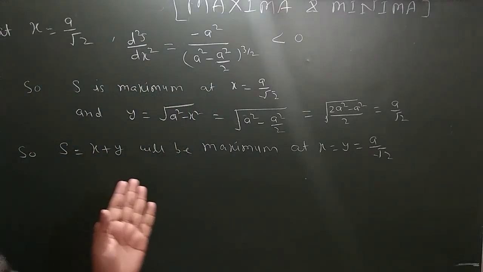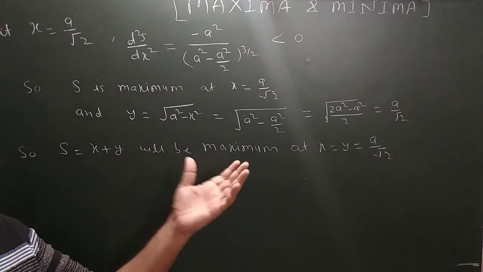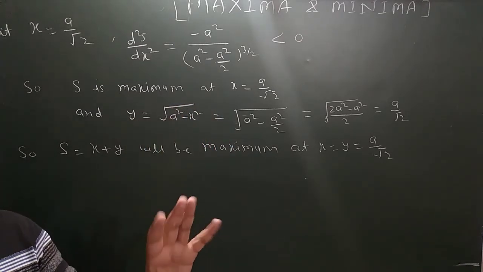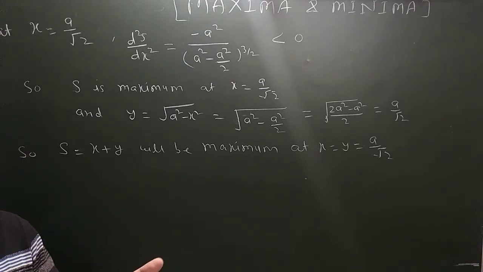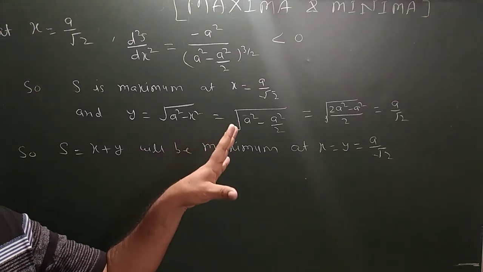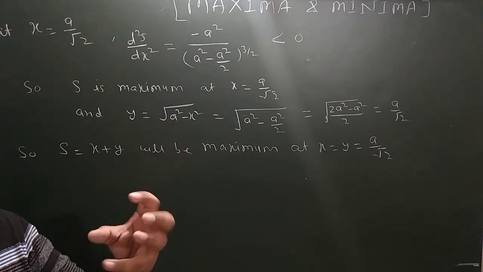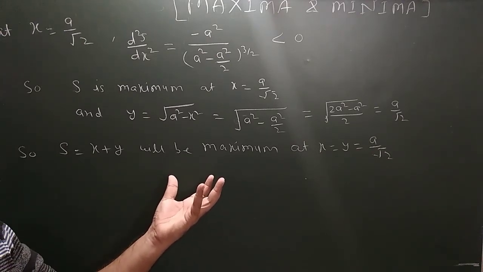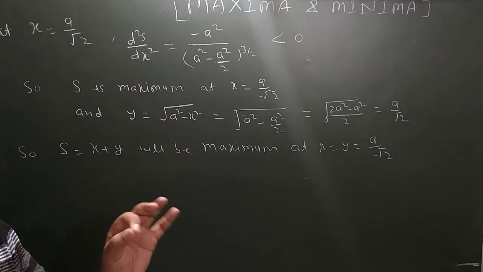So in this type of question, first we set the given condition. In this question, the given condition was x square plus y square equal to a square, and this given condition helps us to find one variable in terms of the second variable. So by using this particular given condition, we can convert our function into a one-variable function form.